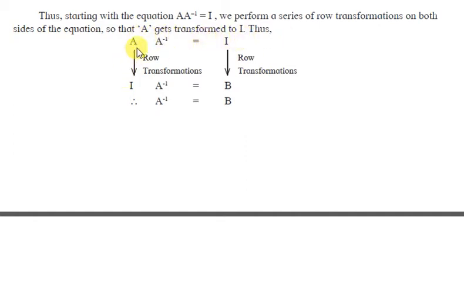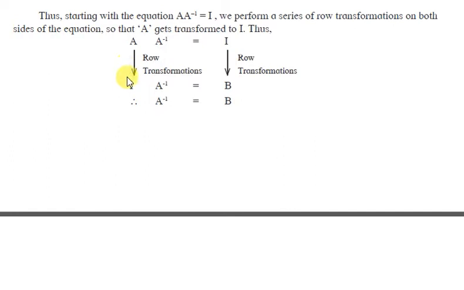So see here, A into A inverse is equal to I. For the row transformation we have to convert matrix A into the identity matrix, and at the same time similar changes will happen on the right hand side. So I will be changed into a new matrix B. On both sides we will use row transformation, not row on one side and column on the other, which is not possible.